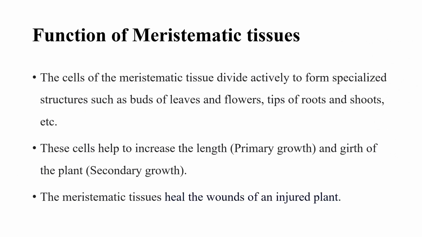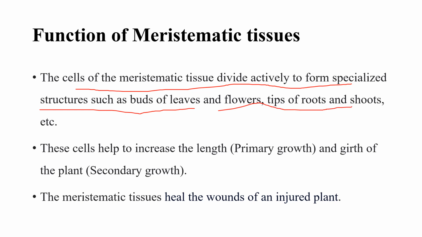Then the function of meristematic tissue. What is the function of meristematic tissue? The cells of meristematic tissue divide actively to form specialized structures such as buds of leaves, flowers, and tips of root and shoot, etc. Then the cells help to increase length, that means primary growth, and girth of the plant, that is secondary growth. Meristematic tissue heals the wound of the injured plant.